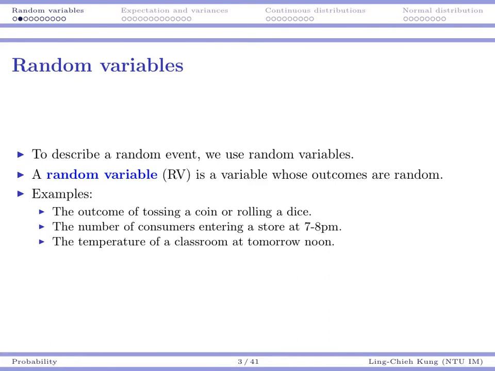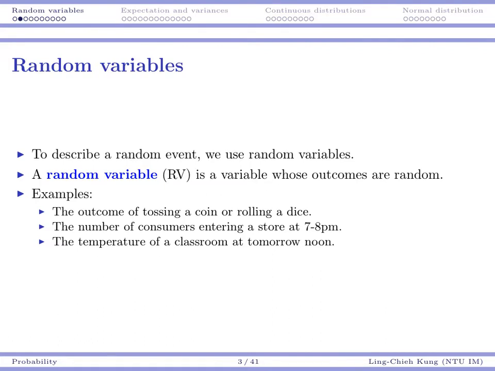Okay, let's start. In this video, I'm going to talk about random variables. As I mentioned, it's a way to describe a random event. Technically, we say a random variable is a variable whose outcomes are random. In the past, when we were young children, we know that when we want to do some algebra, we need to define some variables. Those variables, their values are certain. But for random variables, they are not.